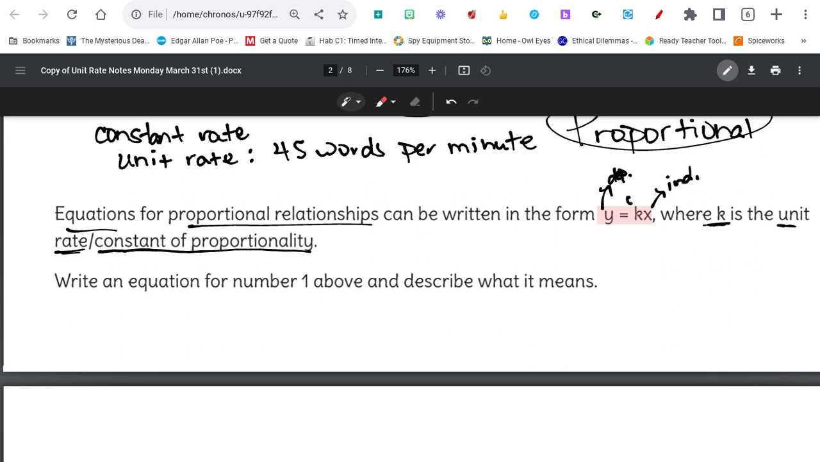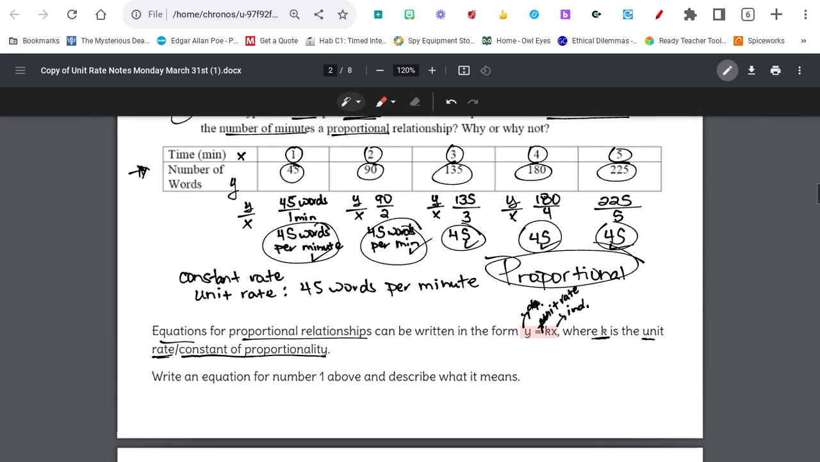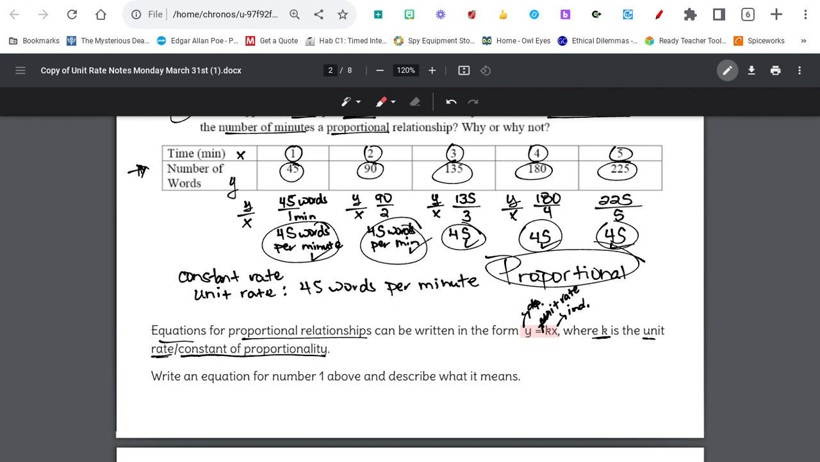So I'm just going to say K is my unit rate, okay? So I'm going to write an equation for this problem. What was my unit rate for this problem? My unit rate was 45. So instead of saying my unit rate, I don't have to write those words out all the time. I can now say my unit rate is represented by the variable K. So I can say K is 45.